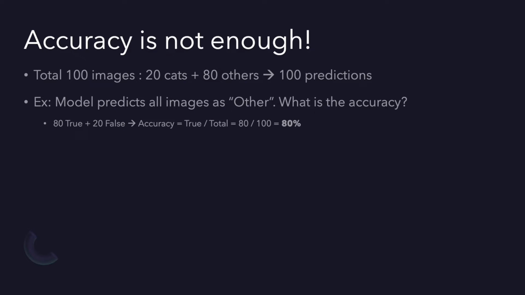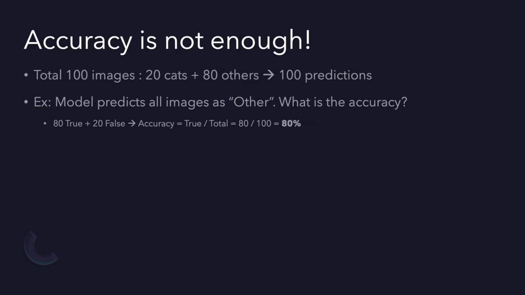As I said, the accuracy is not enough to understand the performance. Let's think the same example. If the model predicts all images as other, accuracy will be 80% because there are 80 non-cat images in the test data. Now let's exercise and think one by one.